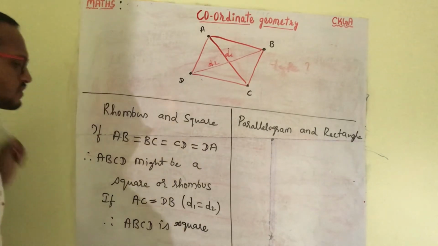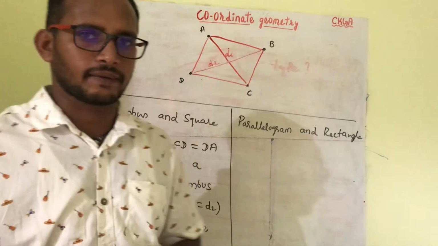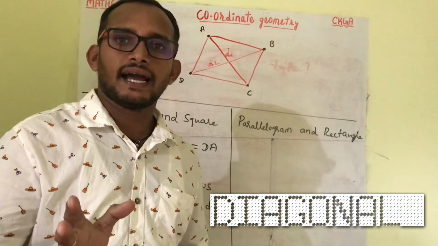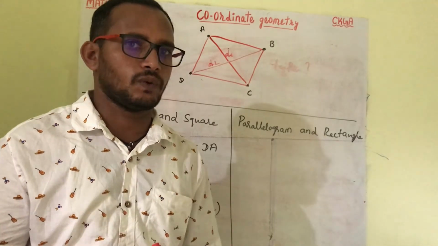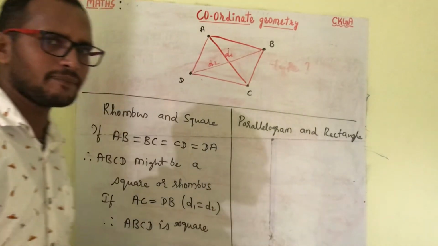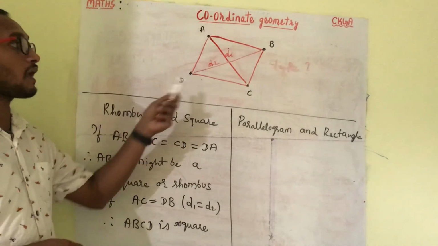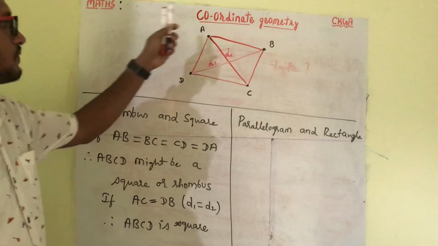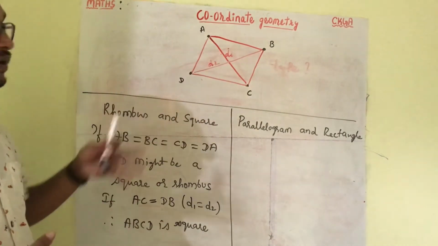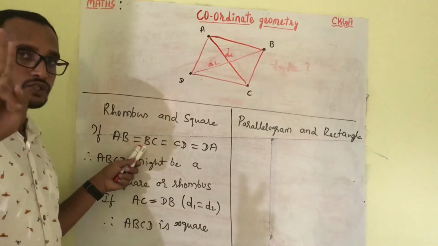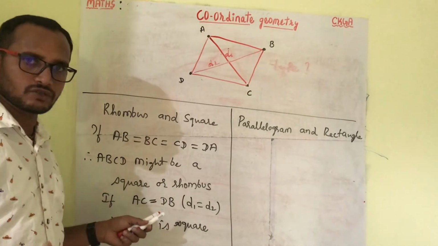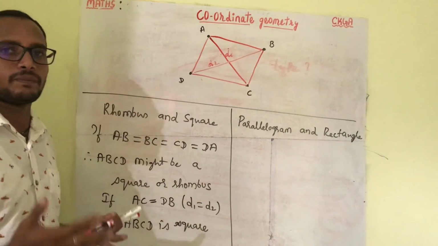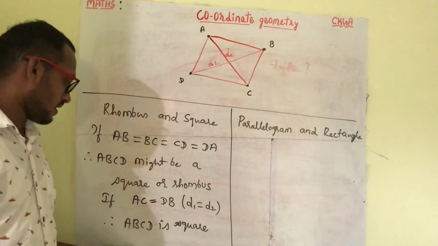How am I telling this? By using a simple property: diagonals of a square are equal, diagonals of a rhombus are not equal. That is one key concept that helps me categorize whether the given shape is a square or rhombus. So keep this in mind. Just find all four sides of a quadrilateral. If all sides are equal, you come to two conclusions: it might be a rhombus or a square. You find the diagonal lengths, then conclude yourself.